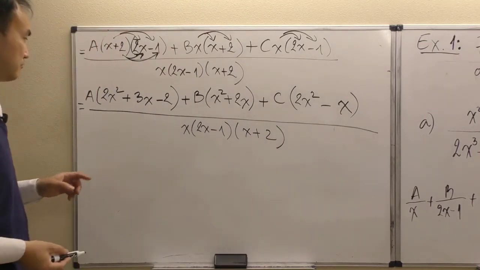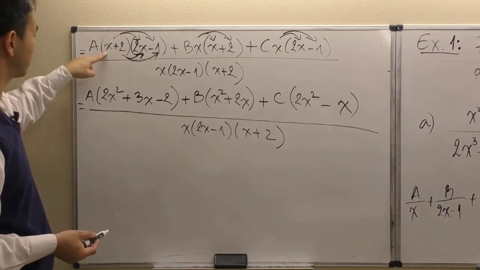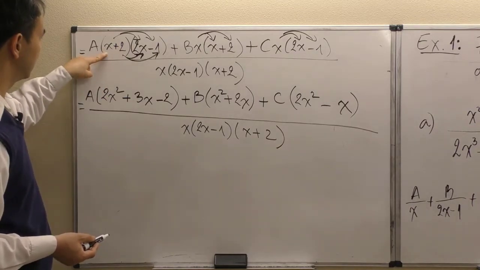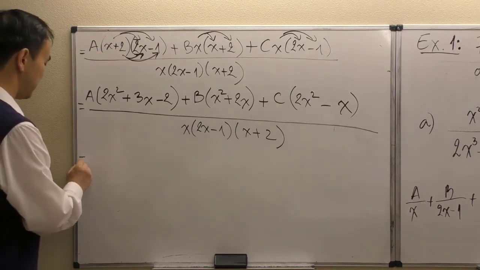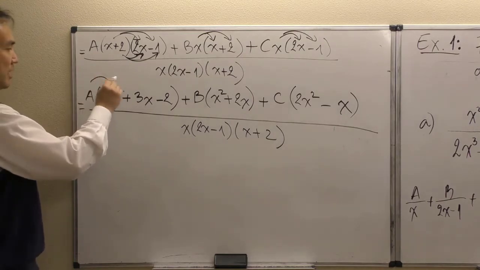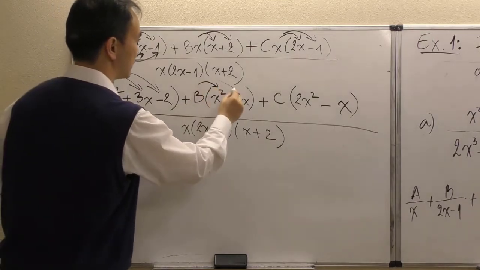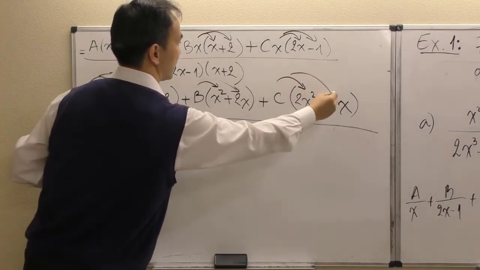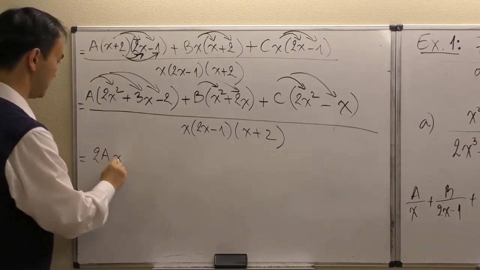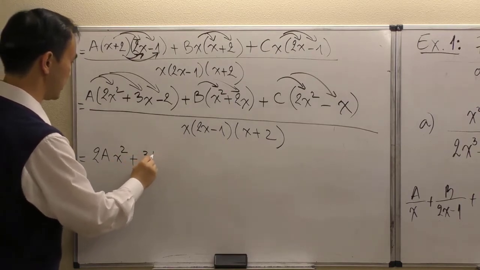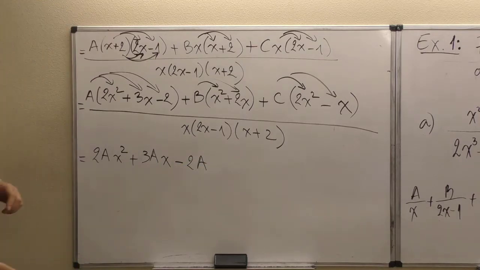All right, and maybe I'll take a minute to double check my calculation on the first one here. And so now in the next step, I am going to multiply a to each of these 3 terms, or distribute, and then the same thing with the b, and the same thing with the c right here. And so now this is what I'm getting: 2a x squared plus 3a x minus 2a. Let me double check again.